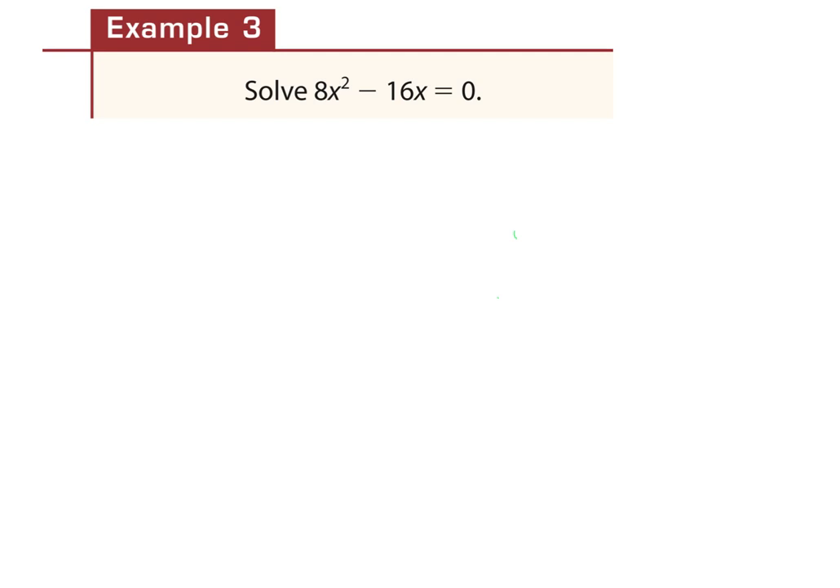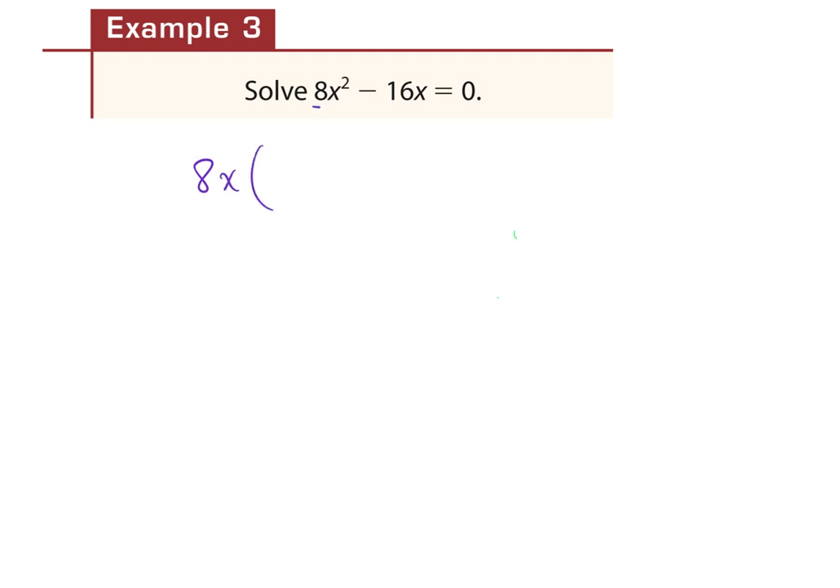So this one looks a little bit different. This is not a trinomial. How would I factor this? What's your first step in factoring? What am I going to look for? Yeah, what's in common? What's in common between 8x squared and negative 16x? What can I take out? I can take out an 8. What about variables? I can take out an x. Remember, my lowest one comes out.